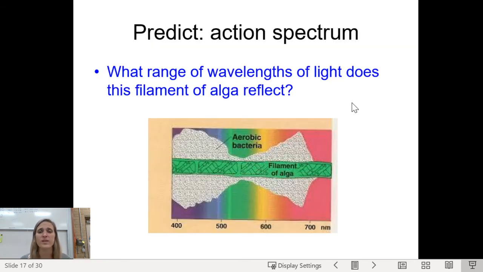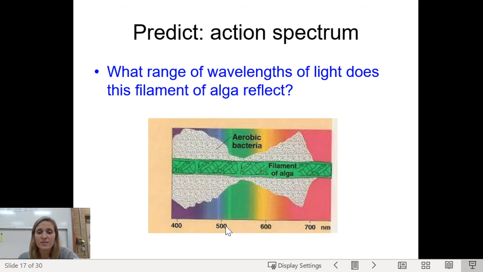All right, so predict this. What range of wavelengths of light does this filament of algae reflect? What is this filament of algae reflecting? And it wants you to give me a range of numbers from the bottom. So this filament of algae is green. So what range on these numbers of light does that reflect?